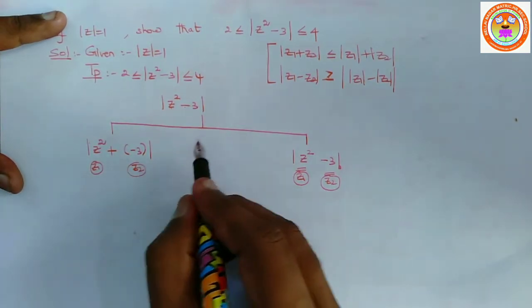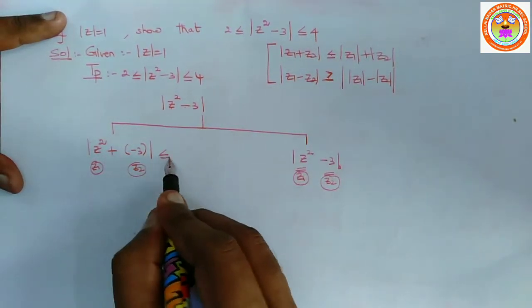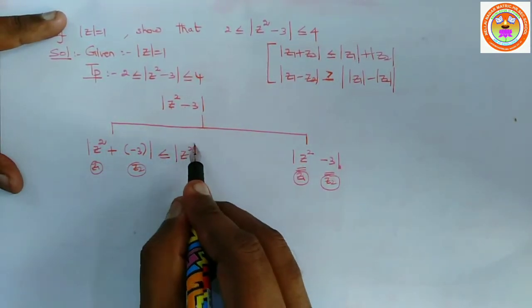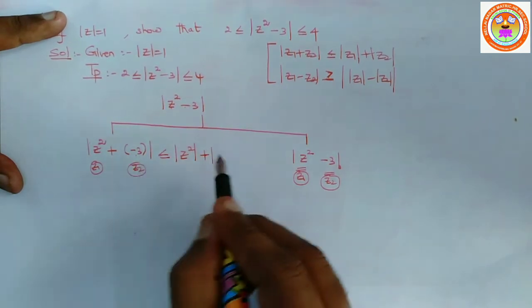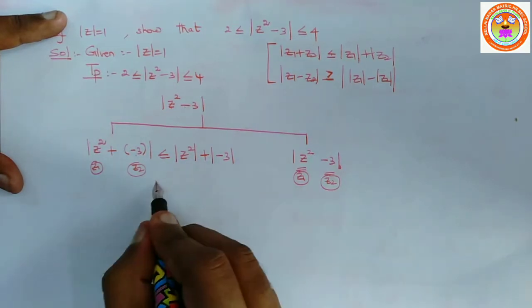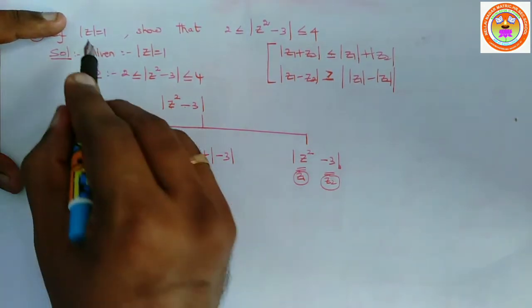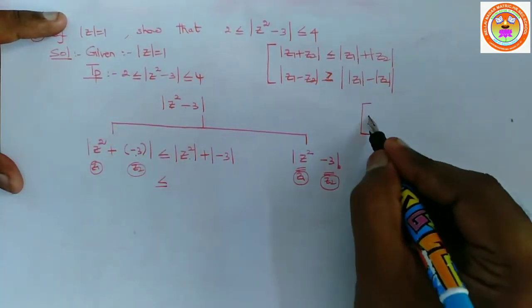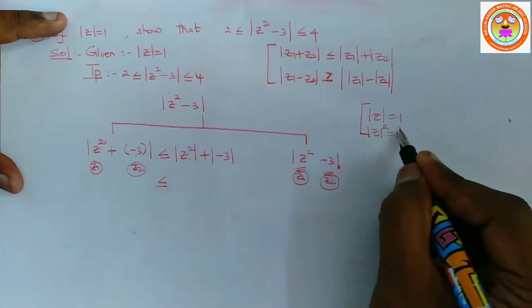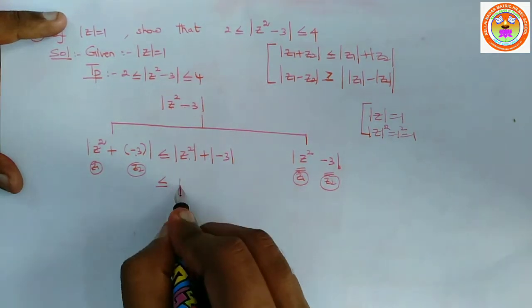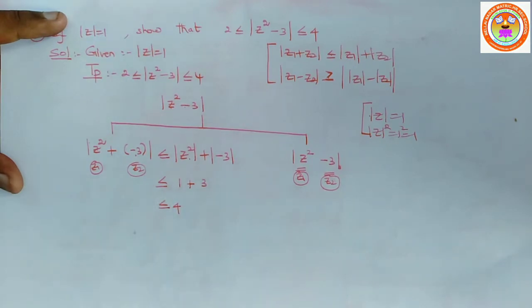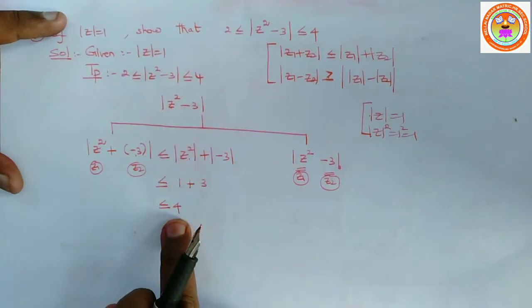That's all. Now applying formula, less than or equal to modulus of z1, z1 is this one, z square, plus modulus of z2. Modulus of z2 is nothing but minus 3. Less than or equal to modulus z square. We know modulus of z is 1. Modulus of z square is nothing but 1 square, 1 square is also 1. So 1 plus modulus of minus 3 becomes plus 3, less than or equal to 4. We got one answer. See how easily we have got the answer.